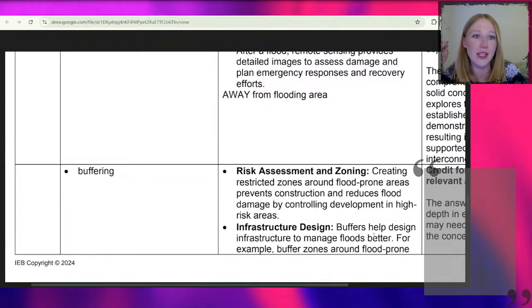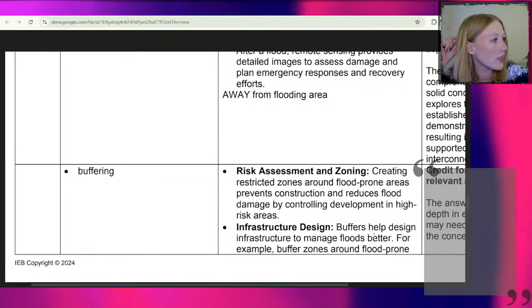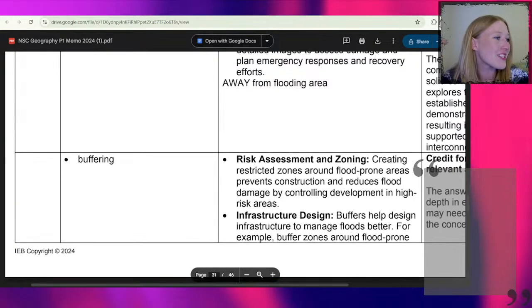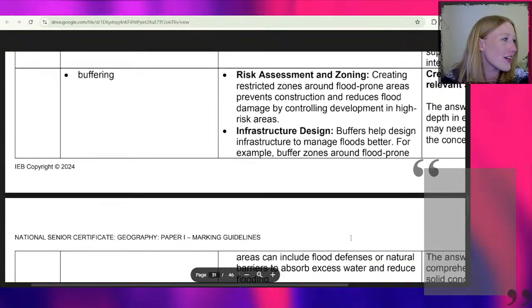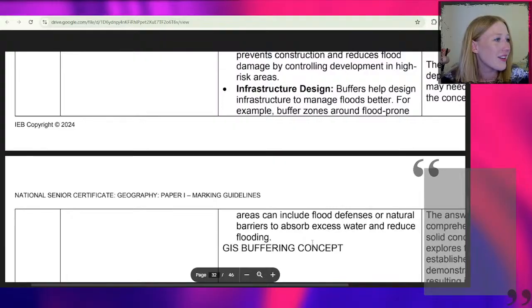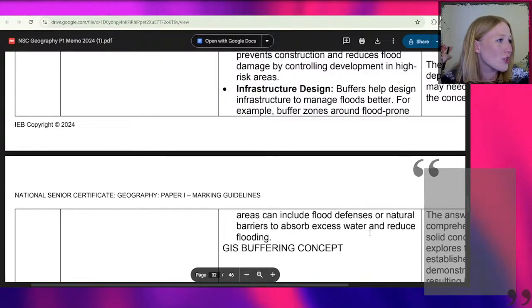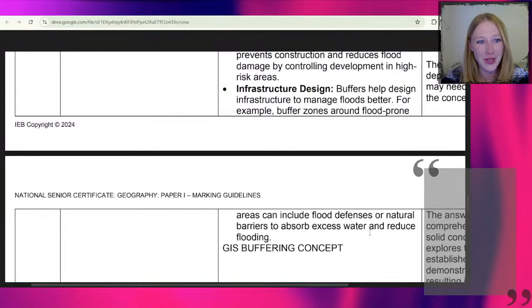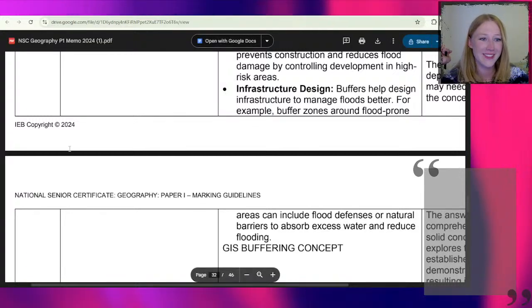Sometimes I must just finish reading the answer before I keep talking. Buffers help design infrastructure to manage floods better. For example, buffer zones around flood-prone areas, better absorption of excess water. Okay, I think we have an understanding of that, hopefully.